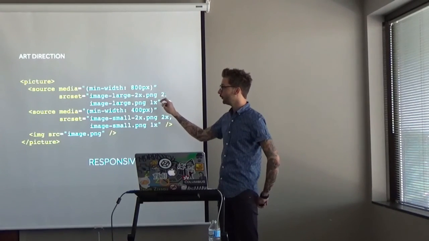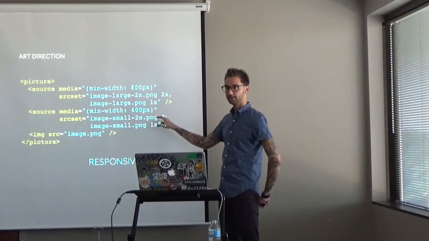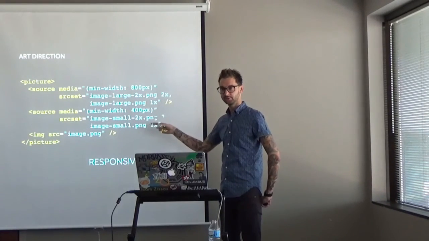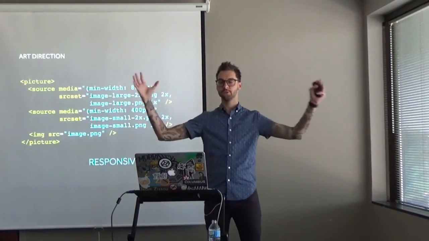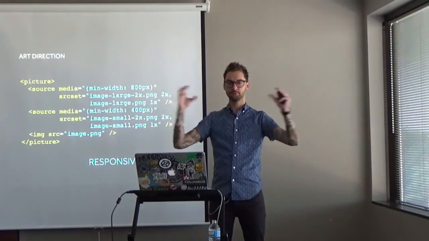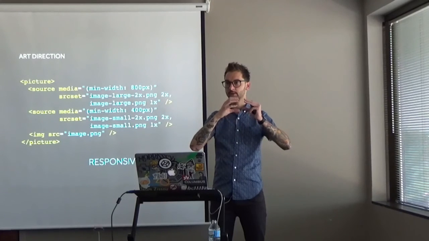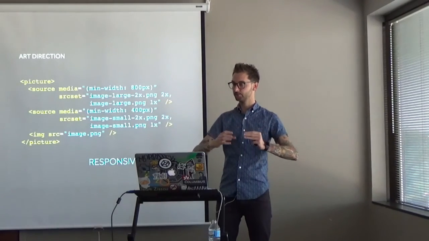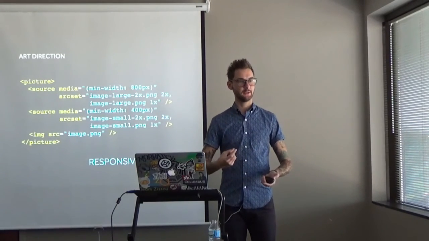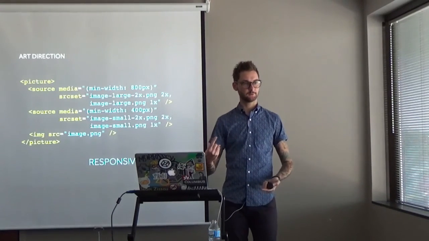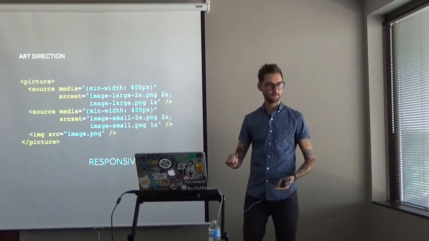But once I get smaller and below it, it then downloads this image and changes it out. So this is used a lot of times for, I have this huge image on desktop, but then on mobile I just want to show something else. Where this gets difficult is, and it's really hard, especially working with the content management system, I have to manage and maintain not just one image, I have to manage and maintain multiple images.